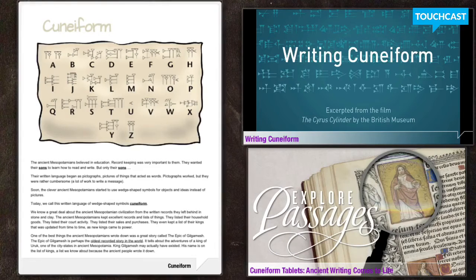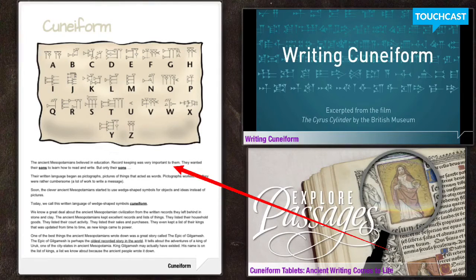What we're going to do together is look at the basics of the cuneiform language. And I'm going to share with you a short reading about this writing system. So, for starters, we are here.